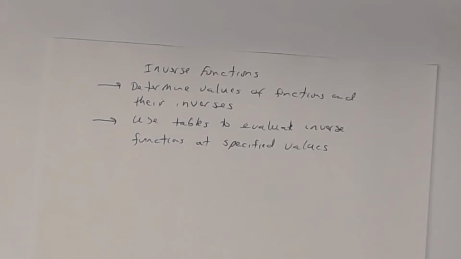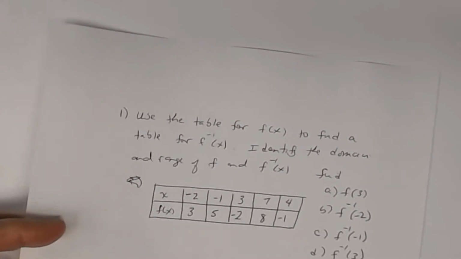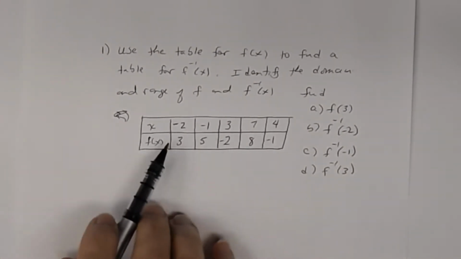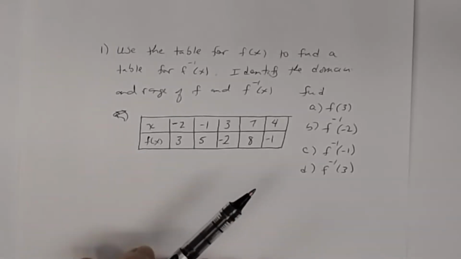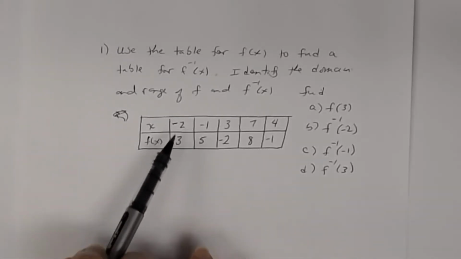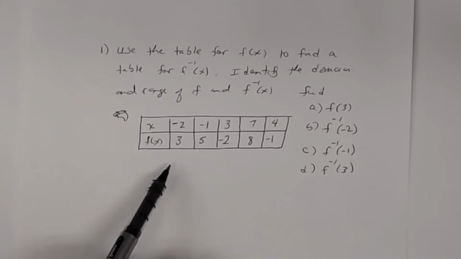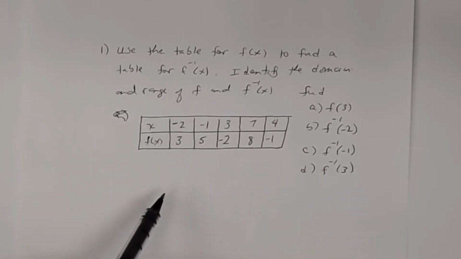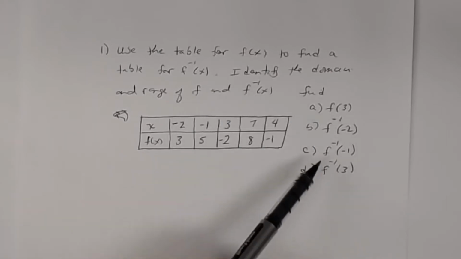So if you look at number one, you're given this table for f of x. So there's your table function, and you've had these things before. And you want to find the table for the inverse. So remember, this is f of x. You want to create one for the inverse. Once you do that, then you're going to answer these questions or these items that follow.